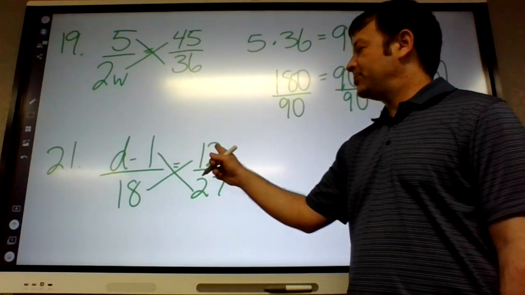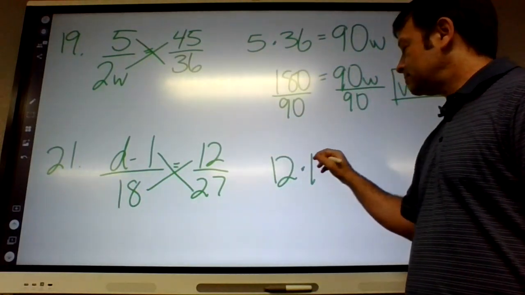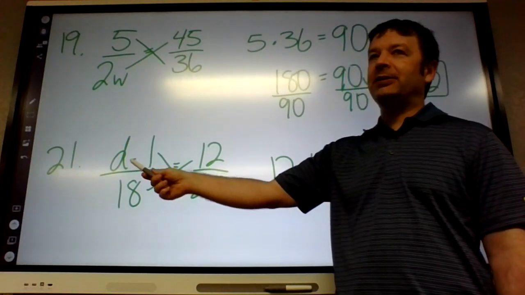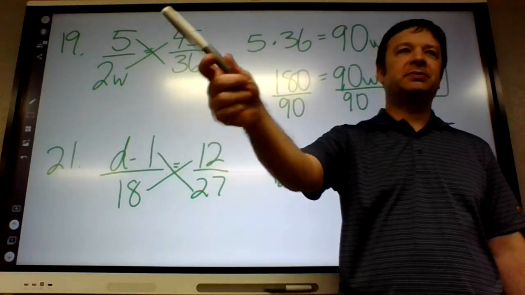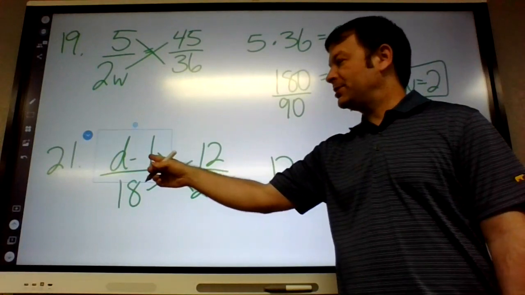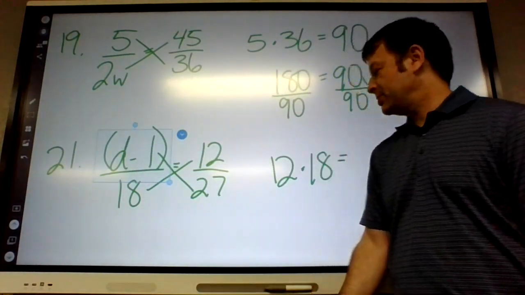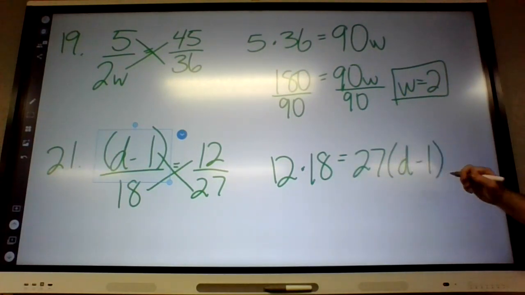Okay. Well, this one's kind of straightforward. It's 12 times 18 equals, how do I do 27 times d minus 1? Any ideas? Right. It's not 27 times 1, it's 27 times d minus 1. So if I wrote it out, it would look like this. So yeah, it is distributive property.